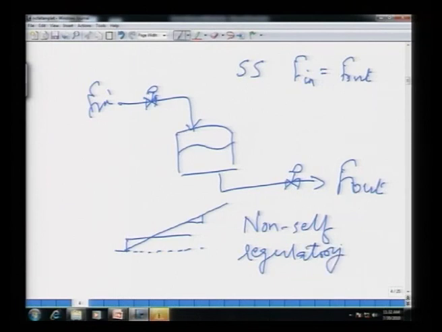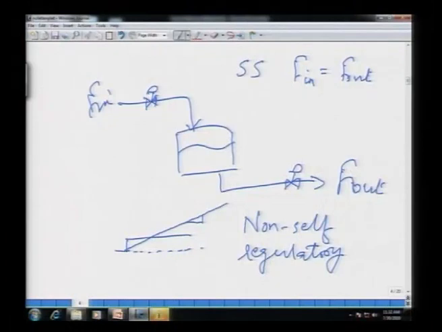So, liquid level in a tank is a non-self-regulatory variable. What does it mean? It means the liquid level won't regulate itself. You have to control the level so that the tank doesn't overflow or run dry because the flows are not matched, right?